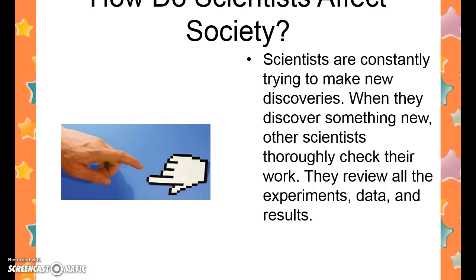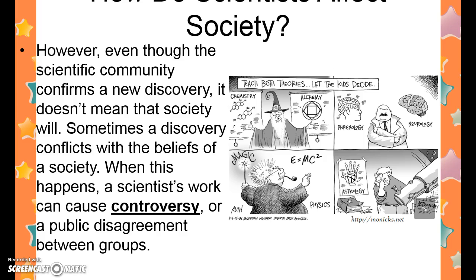However, if a scientist does an experiment and then I try to recreate it and I don't get the same results, I'm probably not going to believe that other scientist. All right, so however, even though the scientific community confirms a new discovery, it doesn't mean that society accepts it. Sometimes a discovery conflicts with the beliefs of a society. When this happens, a scientist's work can cause controversy or public disagreement between groups. And this has happened all throughout human history.